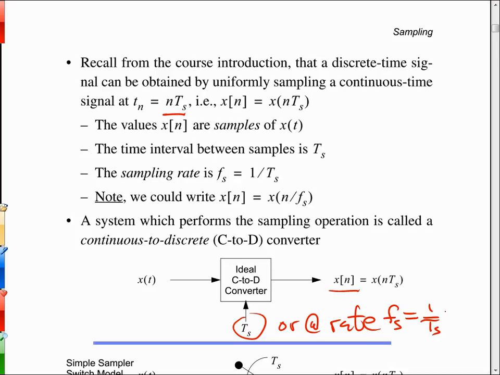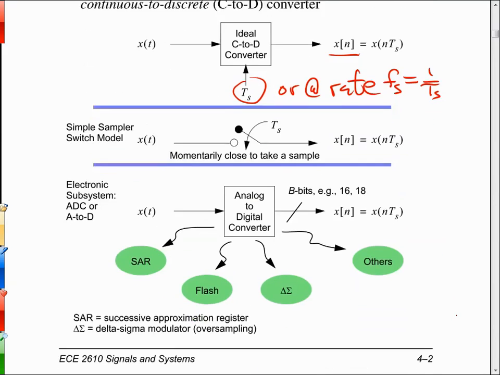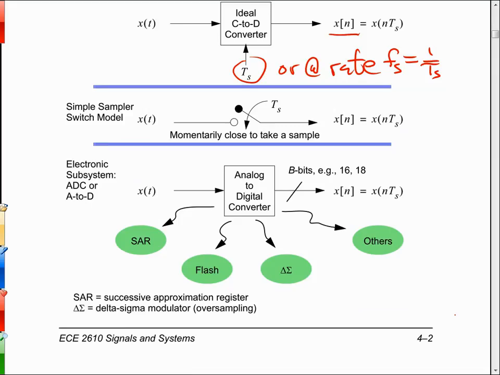The book has this abstraction called the continuous to discrete converter, and the mathematical model for the ideal continuous to discrete converter is simply a switch, something that can take an instantaneous sample every T sub s seconds. But engineers build things, so is that going to be good enough in general? I mean, in this class it'll be good enough, but we have to be able to go beyond that.